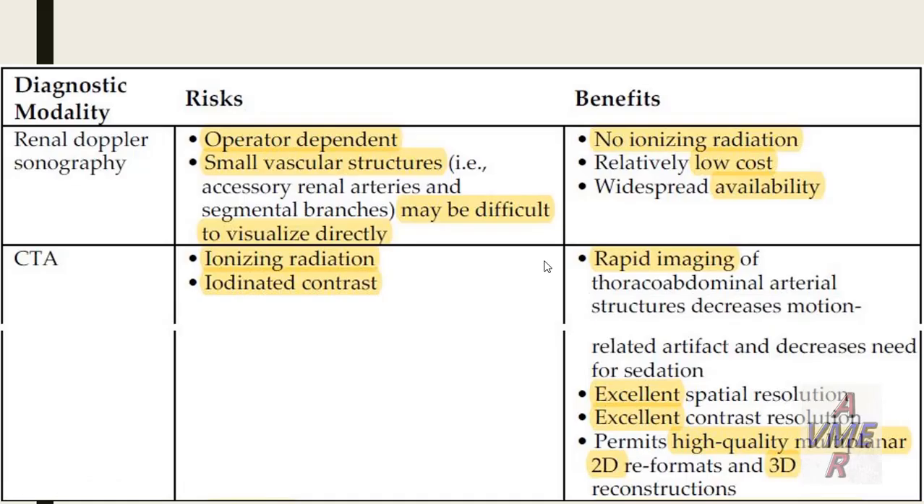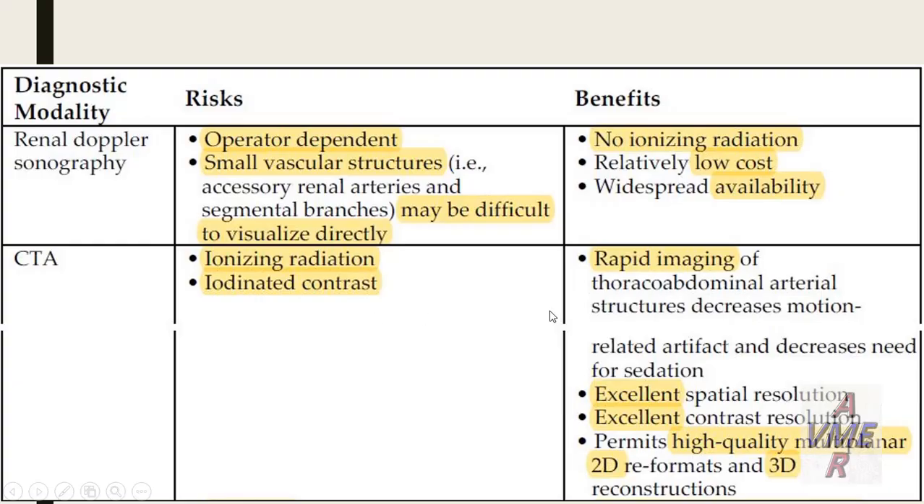So what about the investigation? We have renal duplex, CT angiography, MRA, and angiography, and we have advanced angiography, which is common with any type of investigation for any disease. Renal Doppler sonography has the risk of being operator dependent. Small vessel structures may be difficult to visualize, but it has the advantage of no ionizing radiation, low cost, and widespread availability.